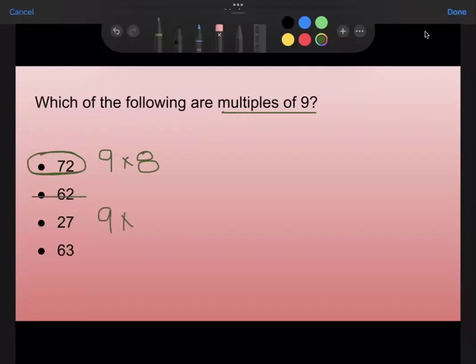9 times 3 is 27. So I'll circle that one. And then 9 times 7, just like we just talked about, is 63. So these are the 3 from this list that would be multiples of 9.